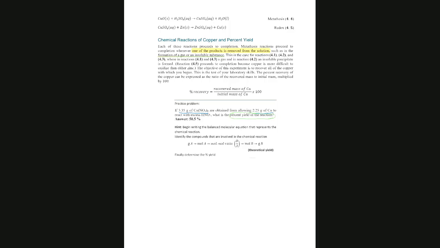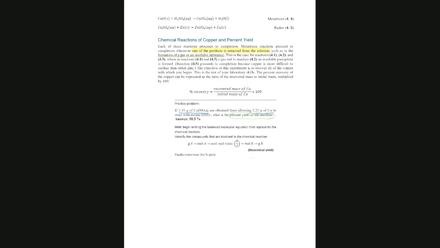So we have to calculate the mass of copper, how many grams of copper are in 3.35 grams of copper nitrate. And this is our theoretical yield. And then from there, we calculate the recovery. Any questions so far? Because this is the first thing that has to come to your mind.